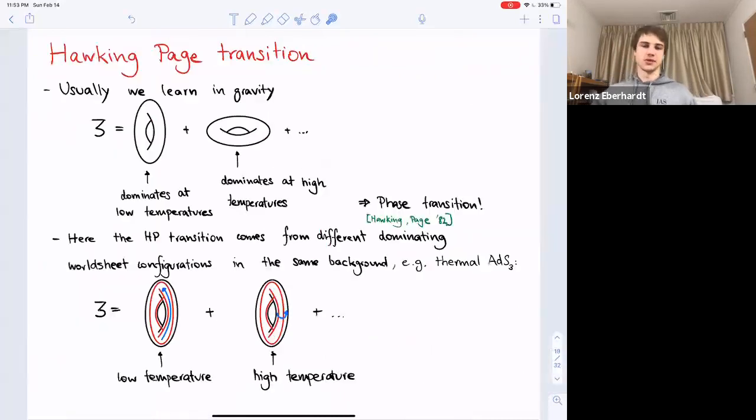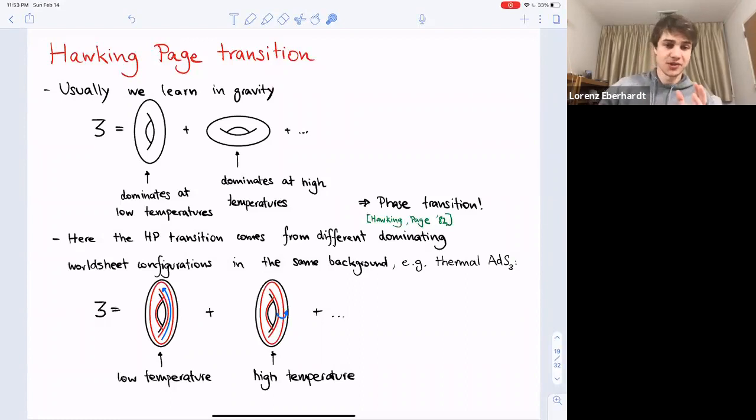Okay. So let's talk about the Hawking-Page transition. Usually, of course, we learn in gravity that we should sum over all the geometries, and thermal AdS dominates at low temperatures, and the BTZ black hole dominates at high temperatures, and there's a phase transition between them. This is the Hawking-Page transition.